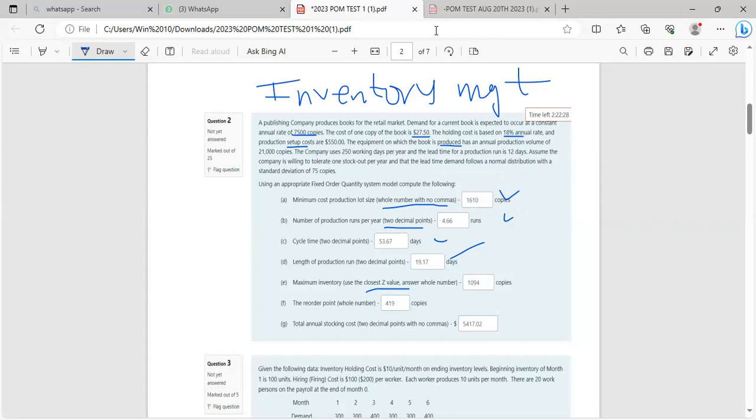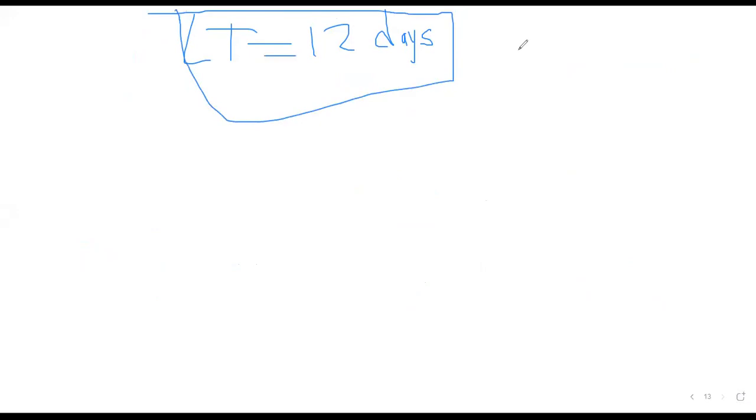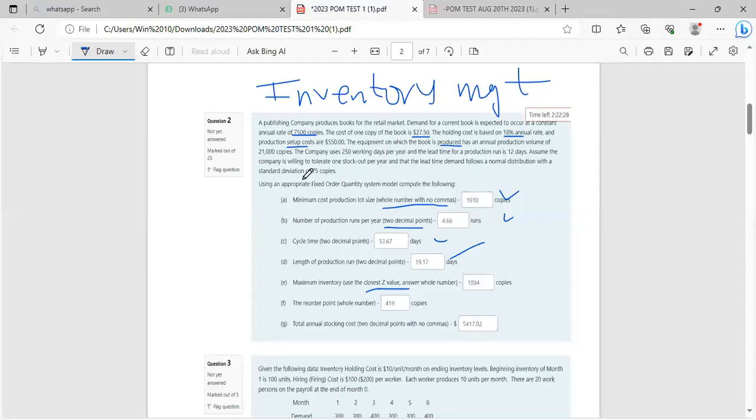Our LT, the lead time, was given in this question. Our lead time was actually 12 days, and lead time is simply the time taken between when you place an order and when you receive that order. Then the standard deviation of demand was 75 copies; we can check it from the question here. All this information means we have answered this question up to T, so we are getting down now to E through to what?